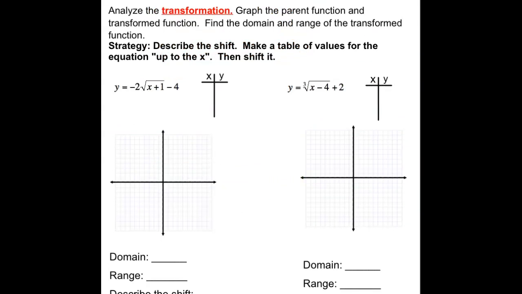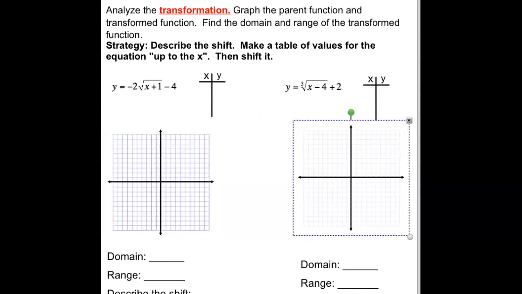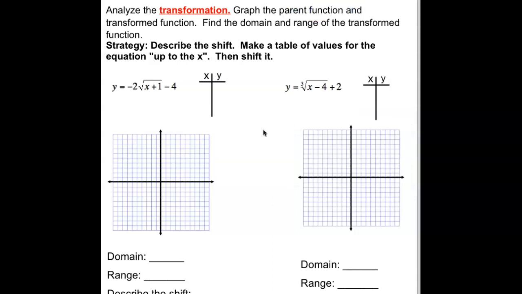All right. So our last review here is just, again, on those graphs. We're analyzing the transformations. We want to graph the parent function and the transformed function. Try to make our graphs a little darker here. Okay. We want to find the domain and range of the transformed function. So our strategy, describe the shift, make a table of values for the equation up to the x, and then shift it. Okay, so let's think about our parent function.